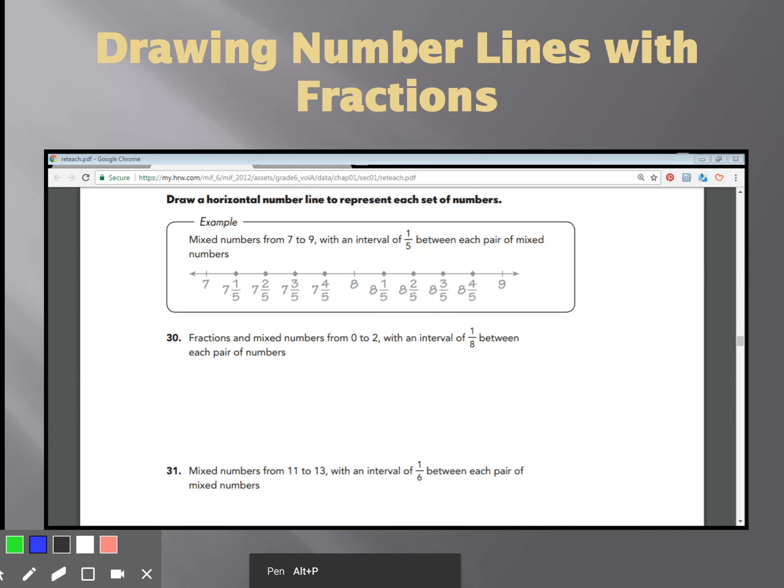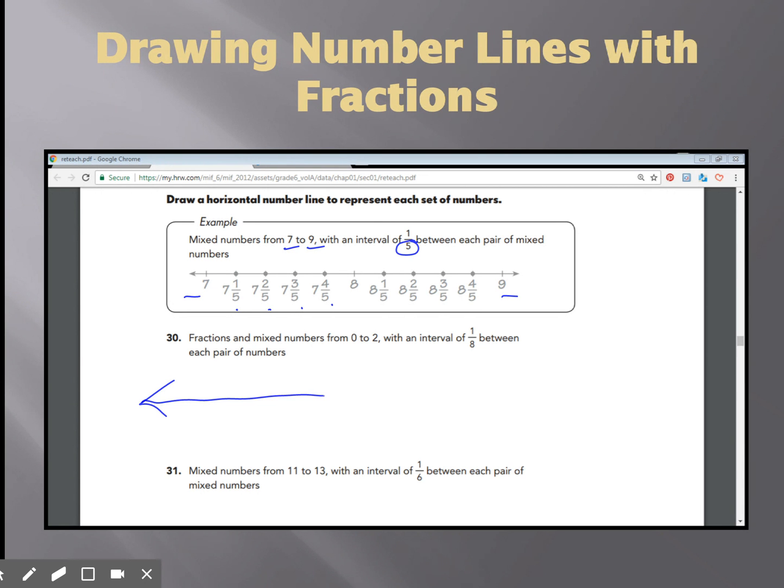You are going to be asked to make your own number line with fractions and mixed numbers. They'll give you the parameters. They'll tell you where in between and what interval to draw them. In this example, it said from 7 to 9. So 7 is your whole number, 9 is your whole number at the end, with intervals of 1/5. Remember, because your denominator is 5, it helps you know to break up in between your whole numbers into 5 spaces. And then you just label each.